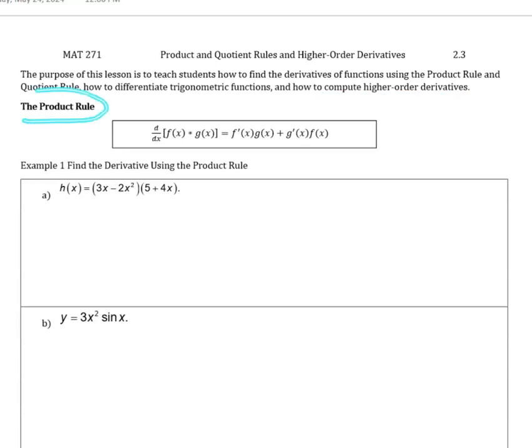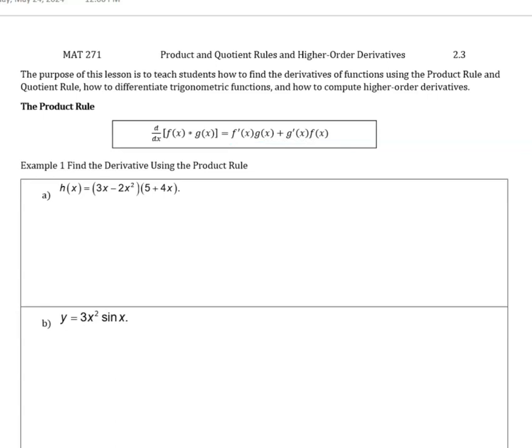We begin with the product rule. What the product rule does is it tells us how to take the derivative, that's what that symbol means, of two functions that are being multiplied together. So for example, in example 1a, we have two functions that are being multiplied together. Before, we would have had to FOIL all of this out and then take the derivative term by term. But what the product rule tells us is if you have a function f multiplied by a function g, then your derivative is f prime g plus g prime f.